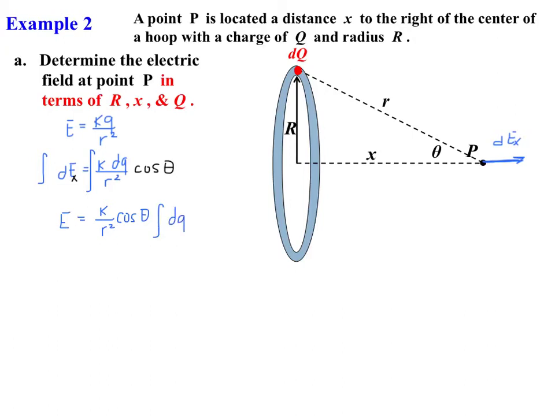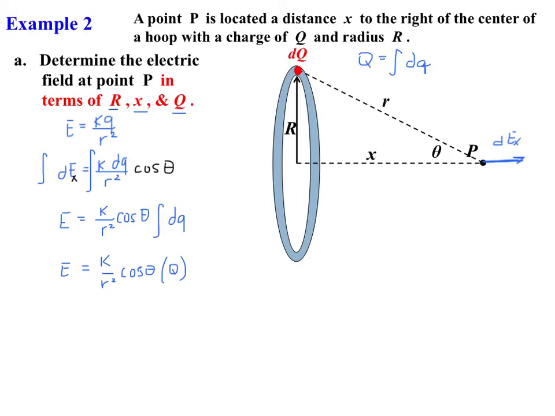And I'm left with just dq. Well, our total charge q is equal to all the sums of our dq. So that means I can just replace... when I take the integral of dq, it is just q. But our problem said that we had to leave it in terms of r, x, and q.